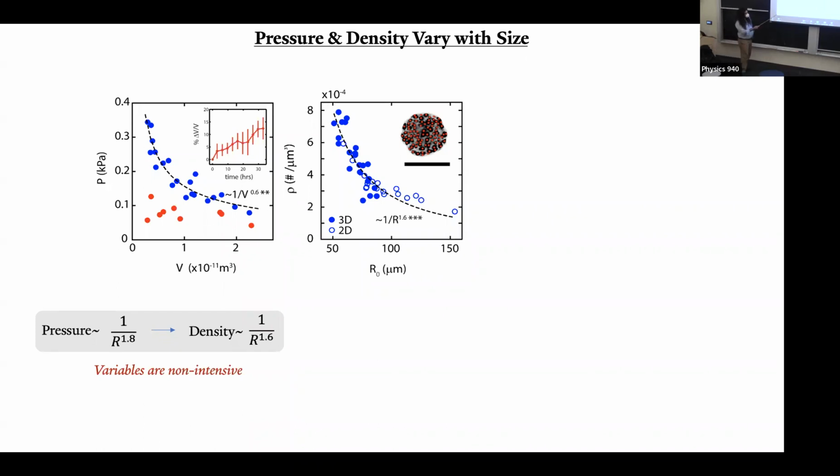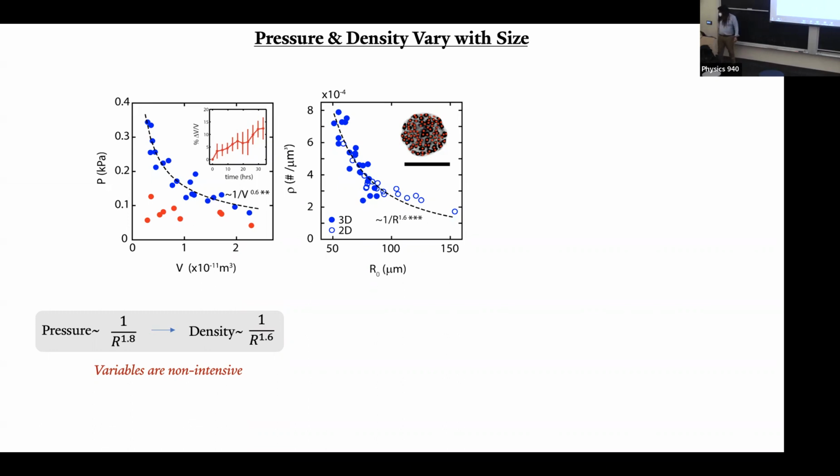So you can probably tell these are different units. This is radius, this is volume, but you could probably see already then that they scale somewhat similarly. This is actually more accurate and is specifically 1.8, just like the pressure, and then 1.6 when we include the whole range.